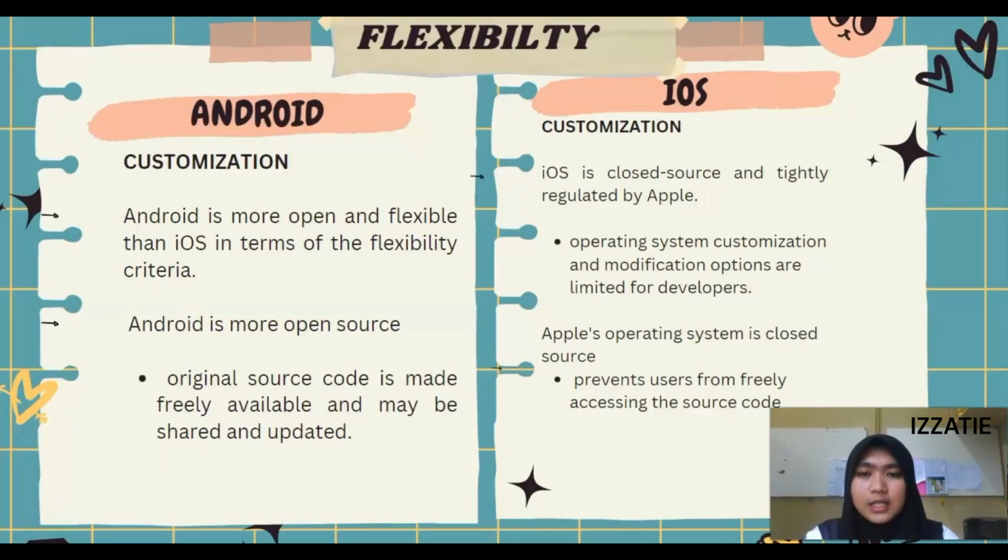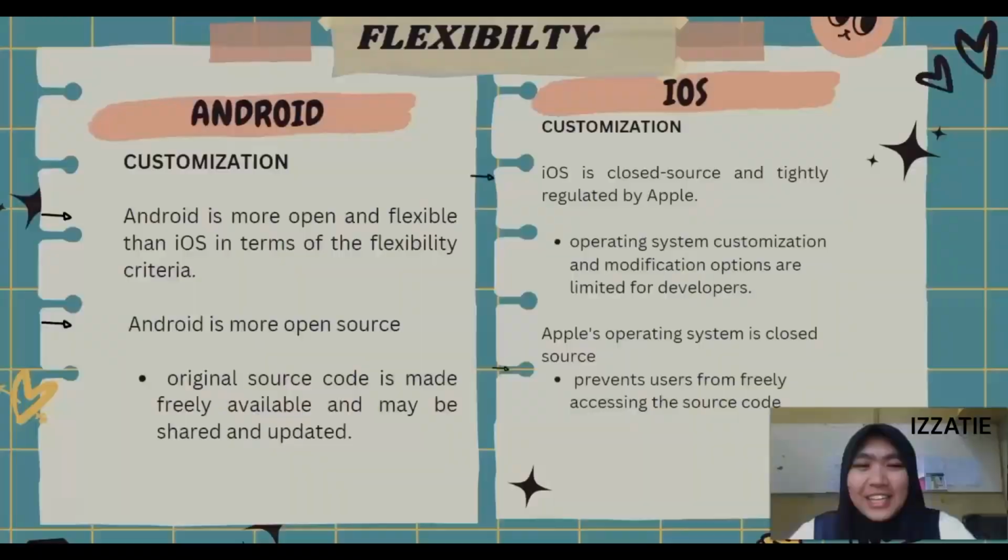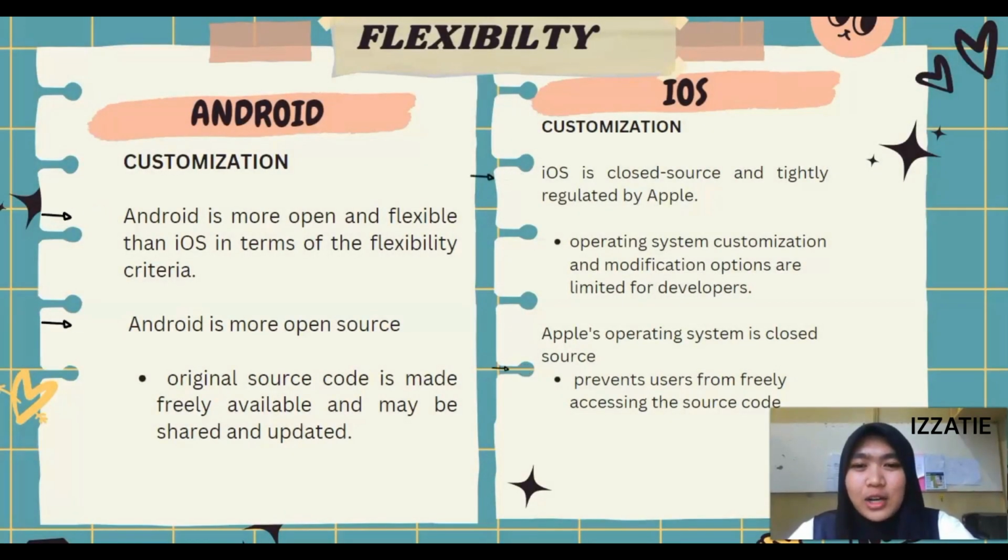The first difference between Android and iOS in this criteria is in terms of customization. Android is more open and flexible than iOS. You can choose from a variety of options and customize Android software, including altering the installed Chrome browser. Android is more open source because it refers to software for which the original source code is made freely available and may be shared and updated.